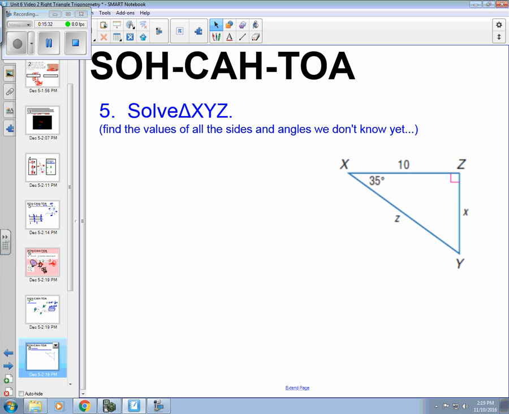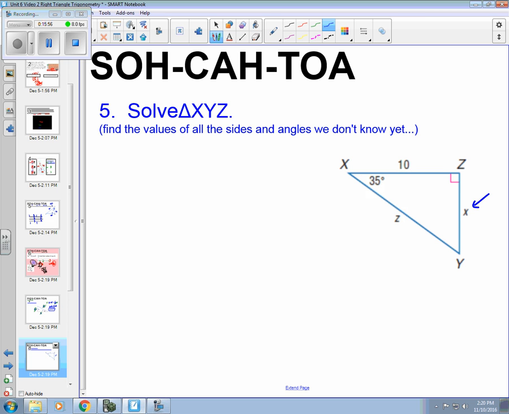Okay, number 5, they want us to do something similar here, but they want us to solve the whole triangle, meaning they want us to find all the missing stuff. What are all the missing angles? What are all the missing sides? Okay, let's start with side x here, just like we did on the last one. You could start with z, it wouldn't matter. Let's do x since that's the one we did last time.